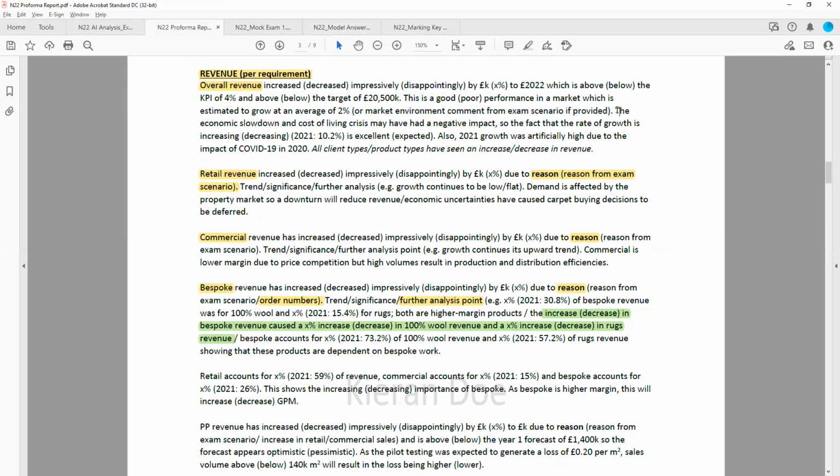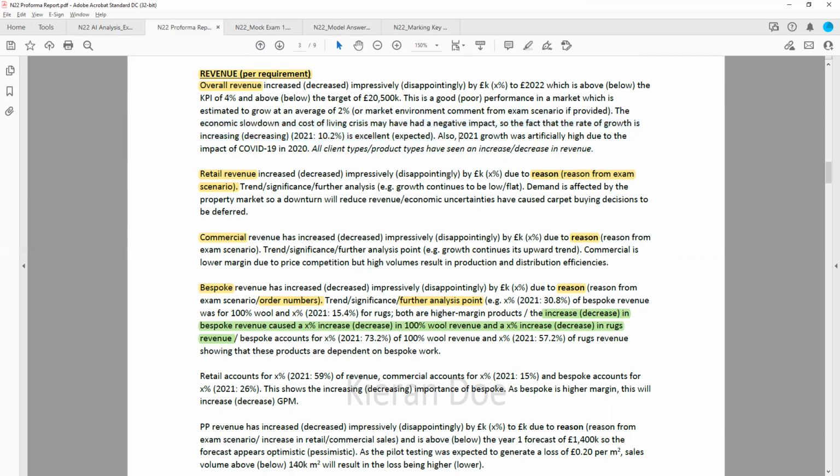Now, we want to have a context point in there, so we can say something about the economic slowdown or the cost of living crisis. So that may have had a negative impact. And then you should always compare the growth to the previous year's growth. You can tie those two points together, or you can have them separate. And then we'd also want a point about COVID in there as well.